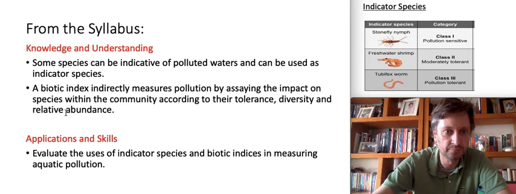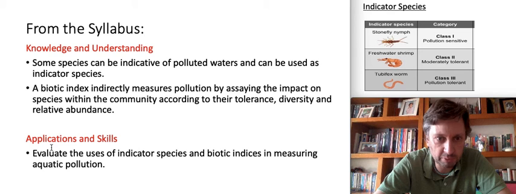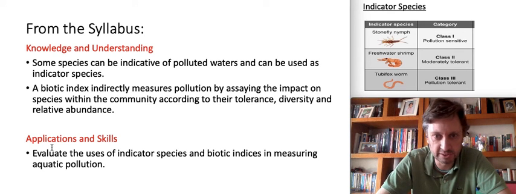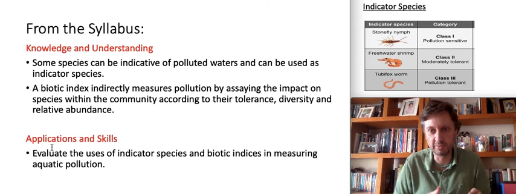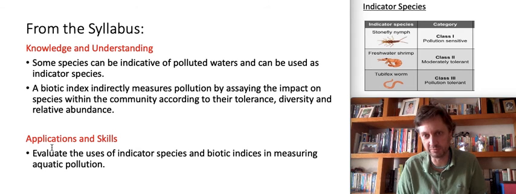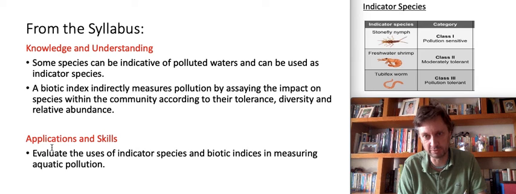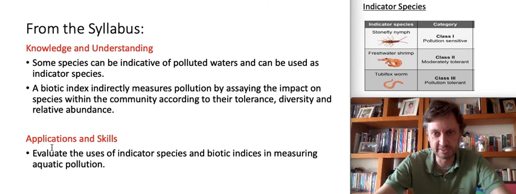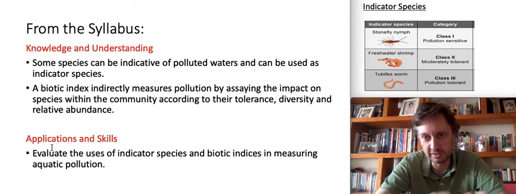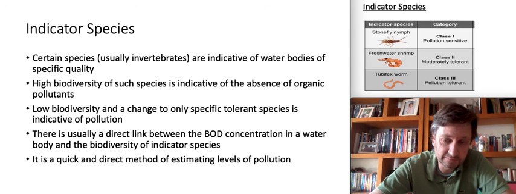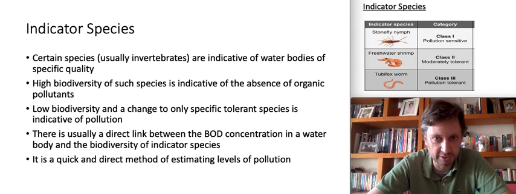Okay, and then under applications of skills, it very simply says you need to evaluate the uses of indicator species and biotic indices in measuring aquatic pollution. At the end of this video, I'll just look very briefly at advantages of using this method of sampling a river or sampling a water body versus the disadvantages. And then in the class, we'll use that to come up with an evaluation. Okay, so indicator species, well, let me read through this. It's pretty much what I've already said.